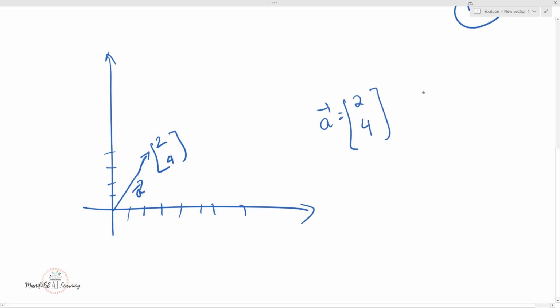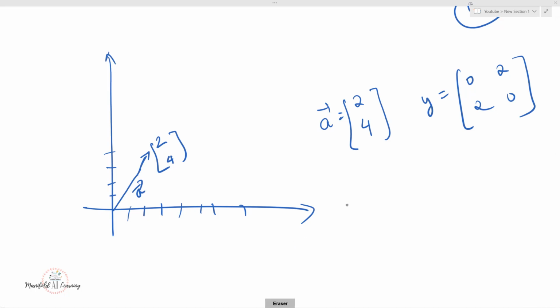Now let me take an example matrix. I'm going to call it Y, and this Y has the values 0, 2, 2 and 0. Okay, for easier understanding, I'm just going to manipulate the values, guys. I'll keep it 2, 0, 0, 2. Let's keep the matrix in this manner.